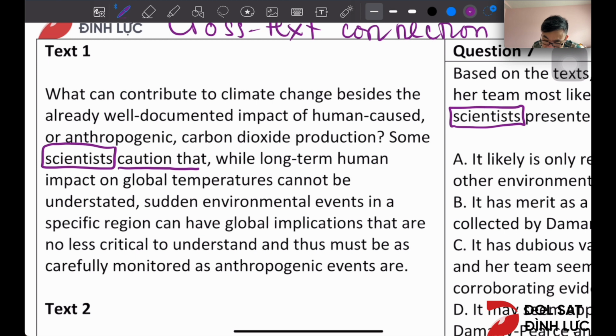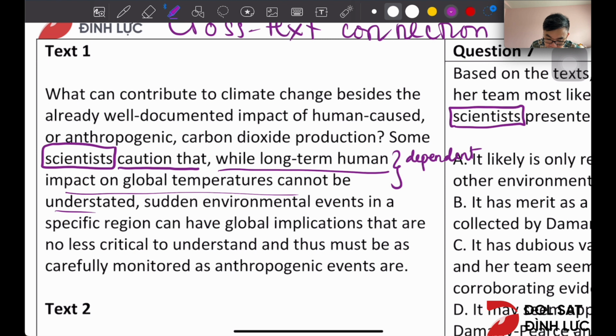Okay, so I can see that this part, while long-term human impact cannot be understated, is a dependent and contrasting clause, which is where the author is acknowledging an idea that somebody has probably made, rather than putting his or her own idea into this text. So what I would focus on is this phrase, this clause here, this part.